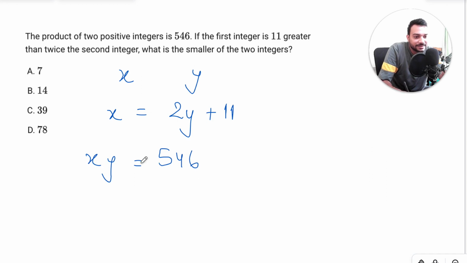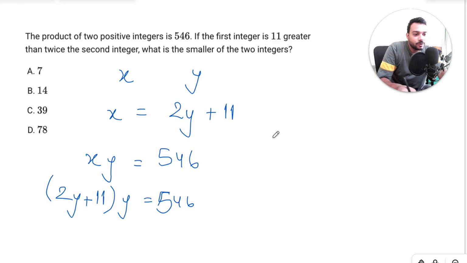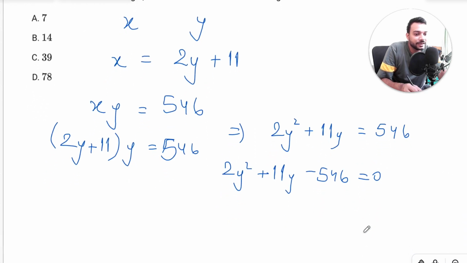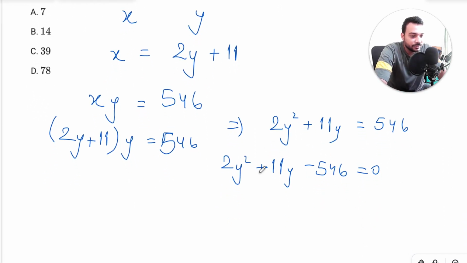Put the value of x in terms of y. 2y plus 11 times y is equal to 546. Okay. Now make the equation from here. 2y times y, 2y squared plus 11y is equal to 546. Bringing them all on one side, on the left hand side, we get a quadratic equation, a nonlinear function. Okay, now let's see how to solve this.